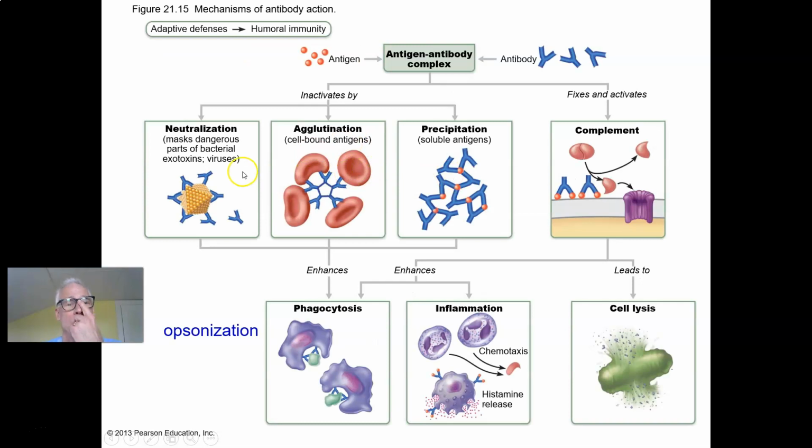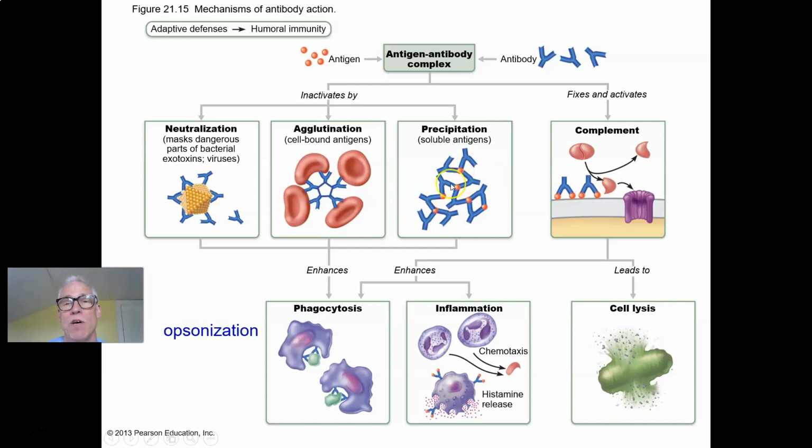So here's a cartoon showing neutralization. If this is a virus particle that could bind to the surface of a cell, get internalized and start a viral infection inside that cell, not anymore. Antibodies are going to neutralize that thing. It has been covered. It can't bind to the cell.